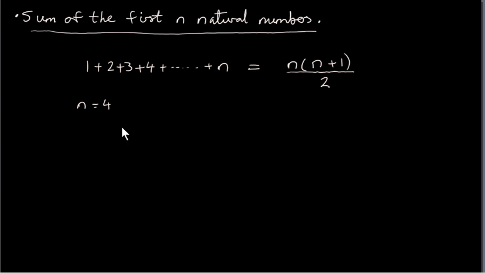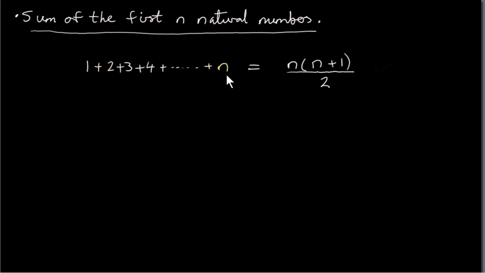So if n equals 4, we have 1 plus 2 plus 3 plus 4 is the sum of the first 4 natural numbers. 1 and 2 is 3, 3 and 3 is 6, 6 and 4 is 10. This works out to 10. Now if we plug 4 into this formula on the right hand side, we should also get 10. Plugging 4 in here, we have 4 times 4 plus 1 divided by 2. That's 4 times 5, which is 20. 20 divided by 2 is 10. So you see that this thing is indeed true, at least for n equals 4.